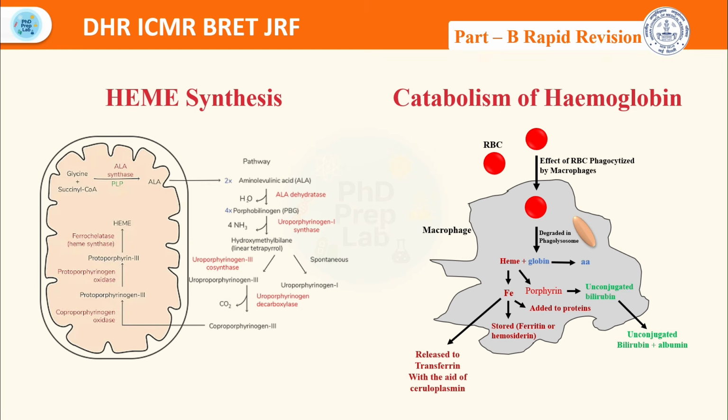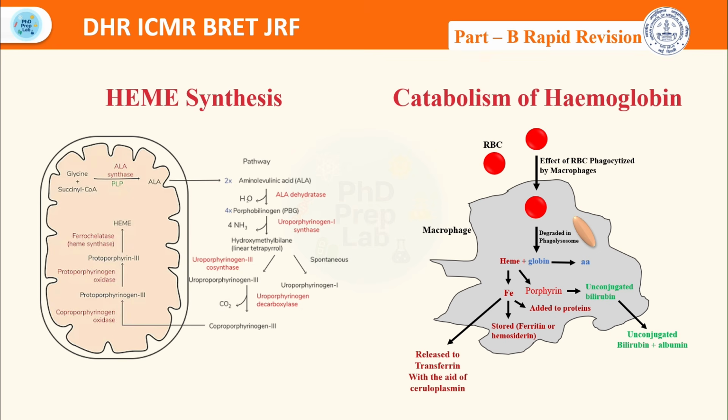From PBG, hydroxymethylbilane is formed, which ultimately gives rise to coproporphyrinogen 3. Then the cycle goes back to the mitochondria, where you see the formation of protoporphyrinogen 9, then the formation of protoporphyrin 9, then finally the formation of heme, which is done in the mitochondria, and it is also inhibited by lead.